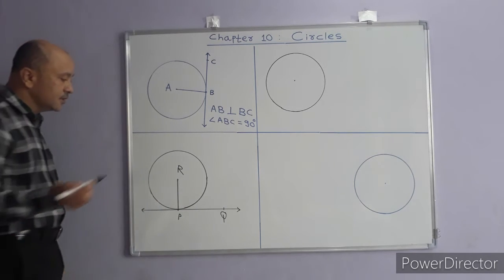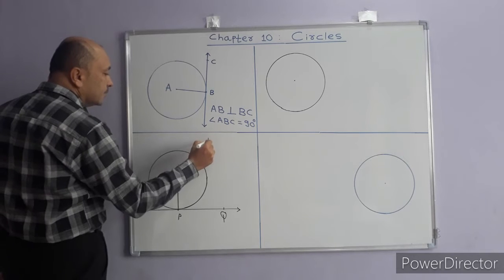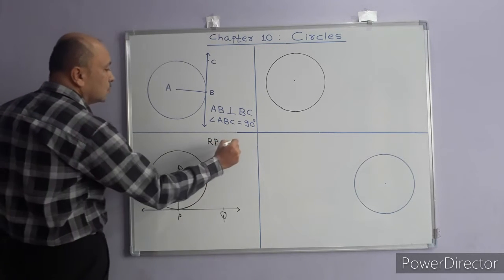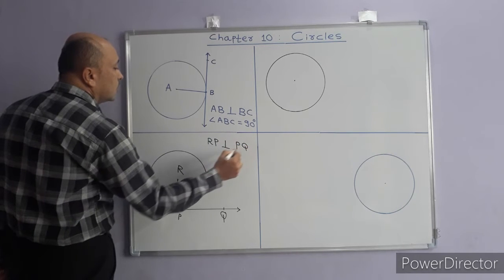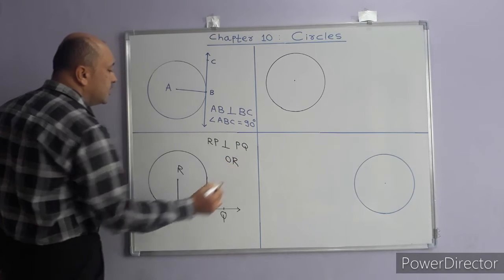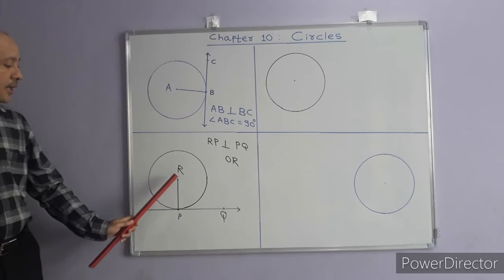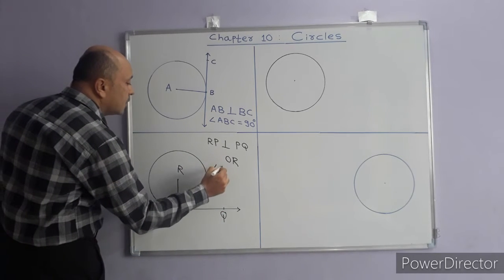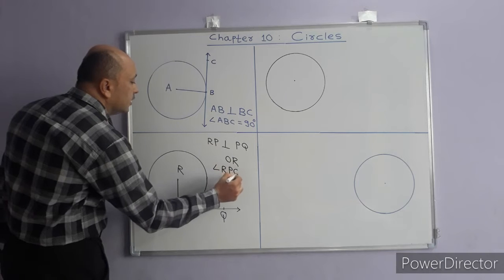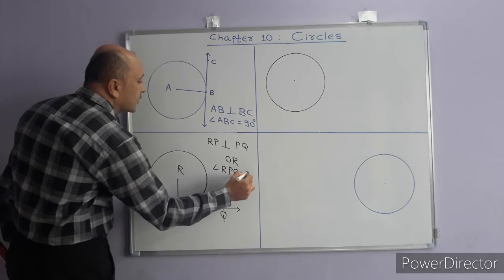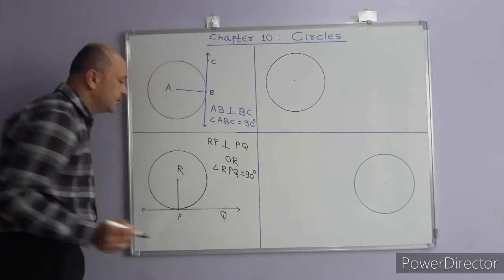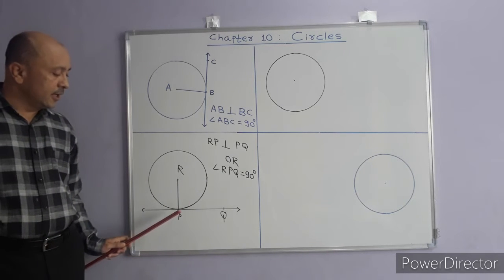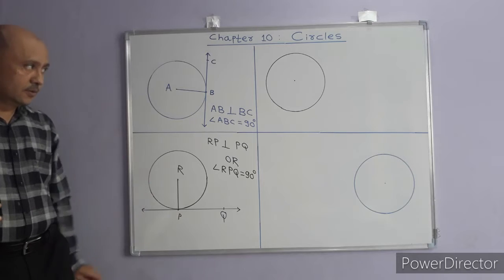So what can we write here, students? That is RP is perpendicular to PQ, or another sentence we may write, that is angle RPQ is 90 degrees. So once again I will repeat, the radius and tangent are perpendicular at the point of contact. Okay, next.